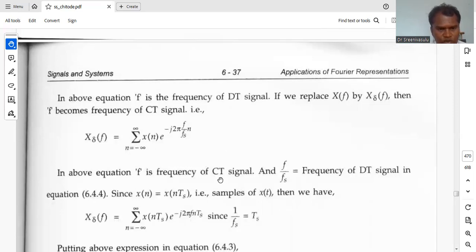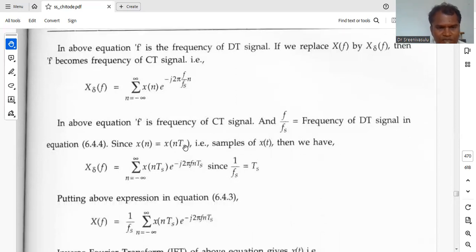X delta of f is equal to summation n equal to minus infinity x of n. Whenever we have an n, that n is replaced with nTs, because X delta of f means the discrete Fourier transform of x of nTs. So, x of nTs into e power minus j omega, where omega is 2 pi f. Wherever we have an n, we write nTs. Ts is equal to 1 by Fs. So, from this, X delta of f is equal to summation n equal to minus infinity to plus infinity, x of nTs into e power minus j 2 pi f n Ts.